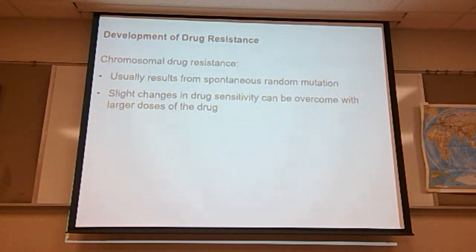Chromosomal drug resistance usually results from a spontaneous random mutation. You will see slight changes in drug sensitivity, but these can be overcome with larger doses of the same drug. So instead of giving 25 milligrams 3 times a day for 5 days, you give 25 milligrams, or 40 milligrams 3 times a day for 10 days, or whatever.